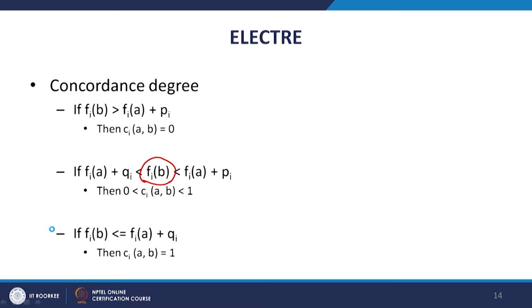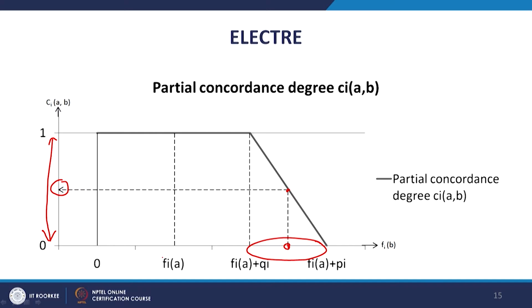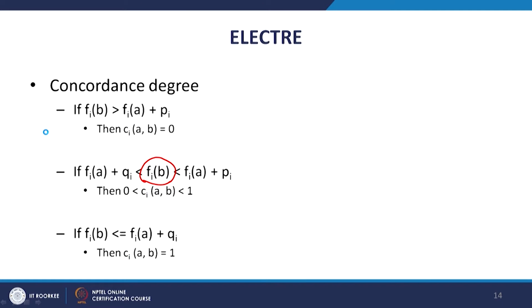So, let us go back to the chart. Here along the x axis we are talking about FIB. If FIB is less than FIA plus QI, that means if FIB is less than this value, we are talking about this particular zone. In this zone the value you can see here is 1. The same thing is mentioned here, that if FIB is less than FIA plus QI, then the partial concordance degree of CIA comma B is going to be 1, right. So, A is going to be clearly preferred over B.